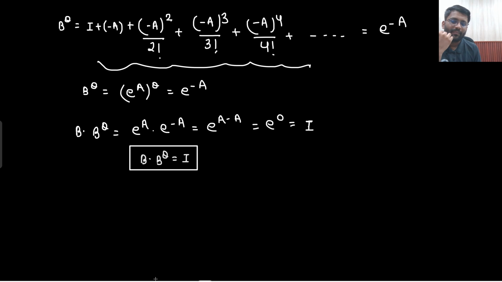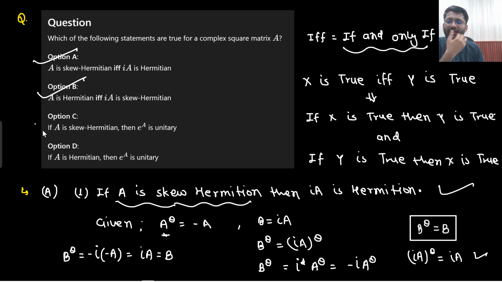What does that mean? B is unitary. B, which was e to the power A, is unitary. Okay, important statement, very good statement: if A is Skew-hermitian, then e to the power A is unitary. This you can do on your own. Option D you can do on your own. This will not be unitary. It will be nothing actually.